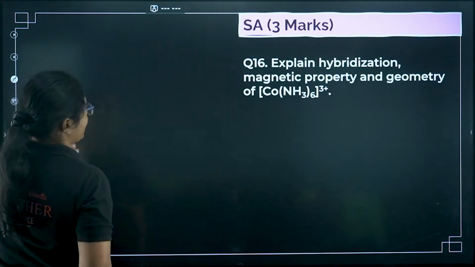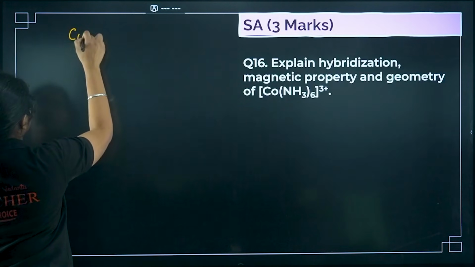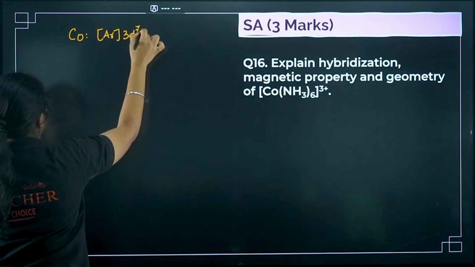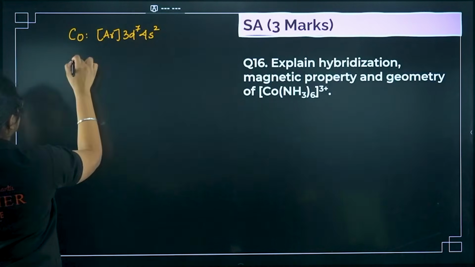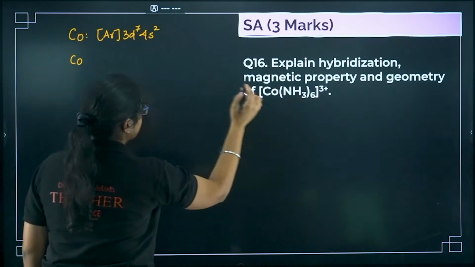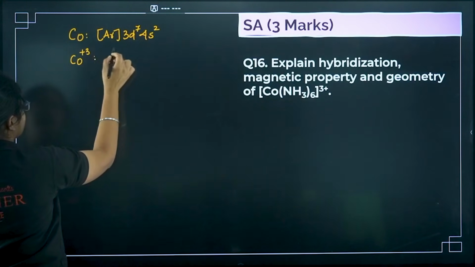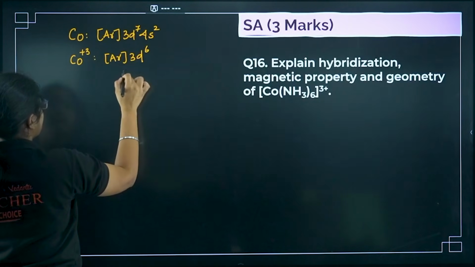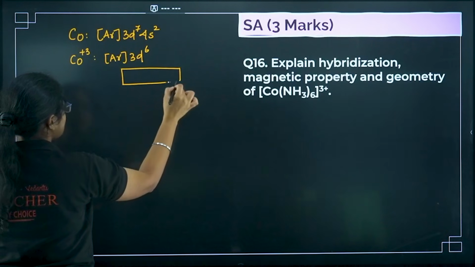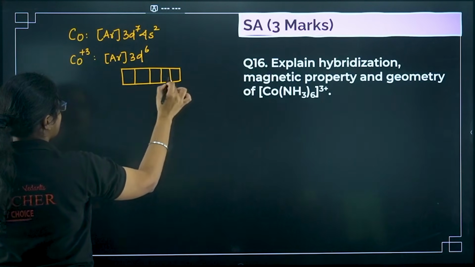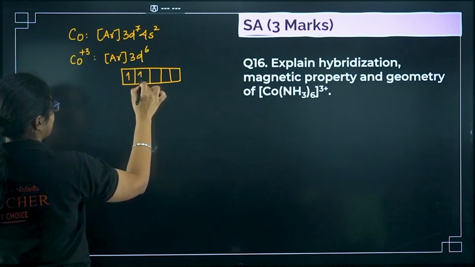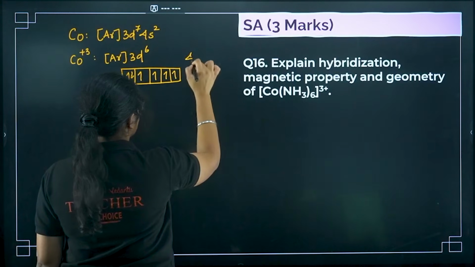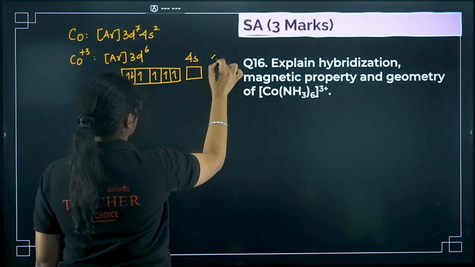Step 1 is to write the cobalt electronic configuration, which is argon 3d7 4s2. Next, what is the oxidation state of cobalt here? It is +3, so that will give me argon 3d6. Now here you can see, I'll draw 1 2 3 4 5 and 6 boxes. After 3d, we have 4s also, and we have 4p also.